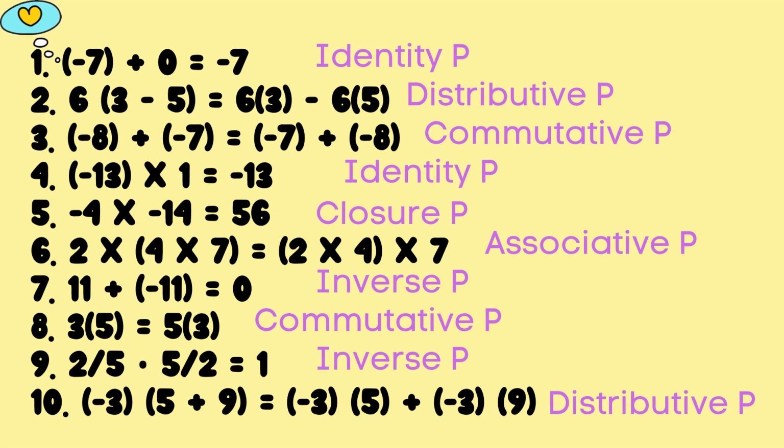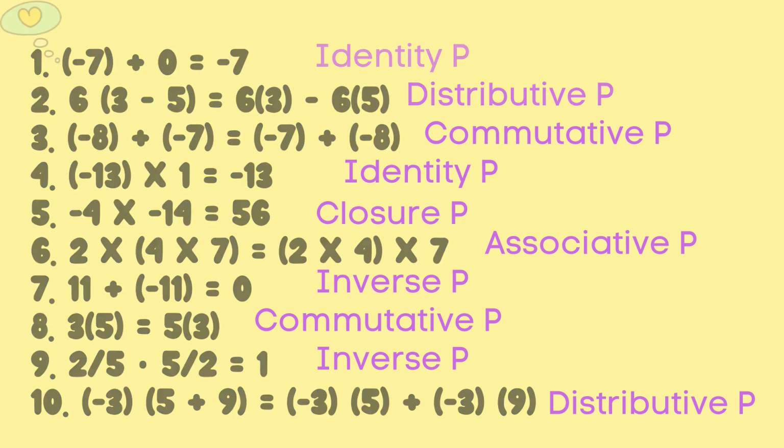The first one is identity. The second one is distributive. The other one is commutative. The fourth one is identity, closure property. The sixth one is associative property, inverse property, commutative property. Nine is inverse, and 10 is distributive property.